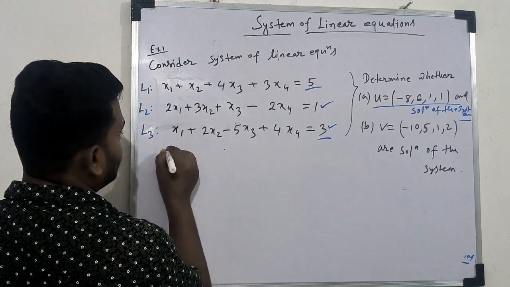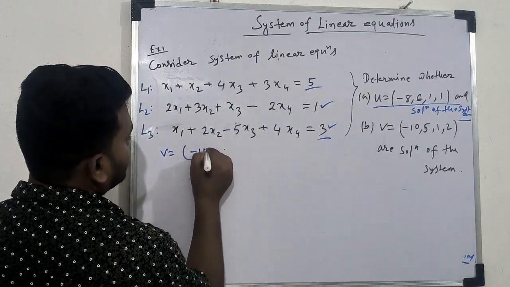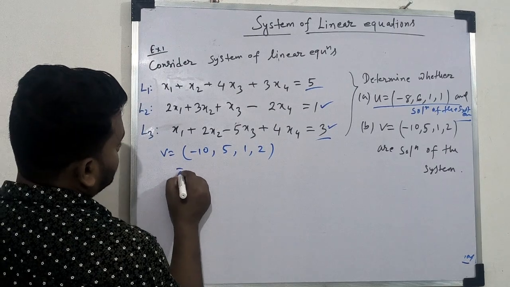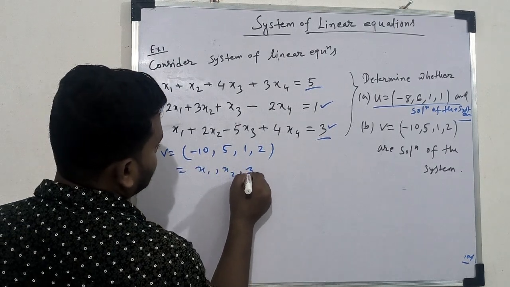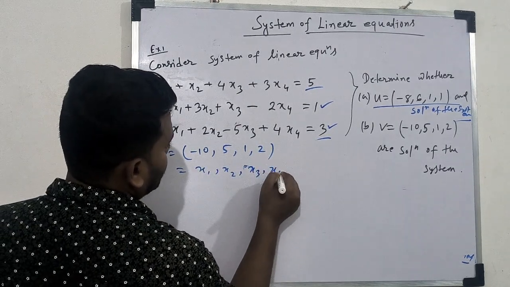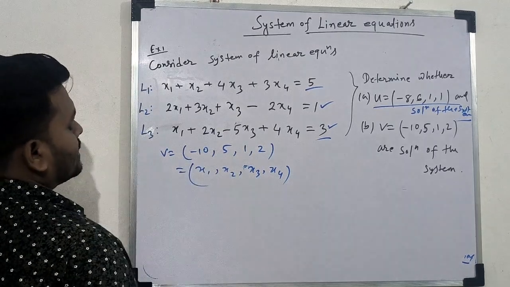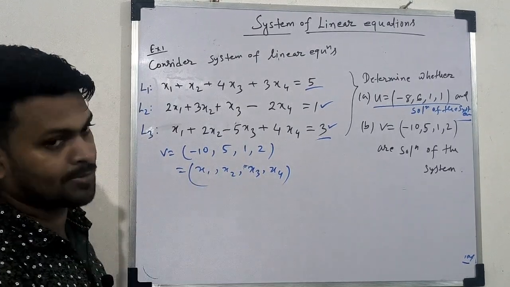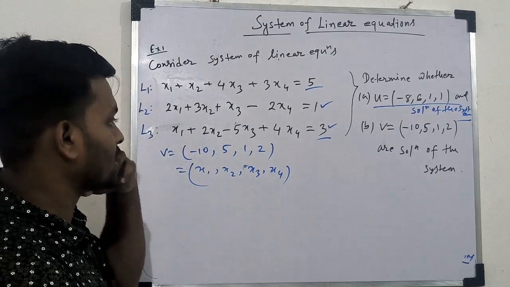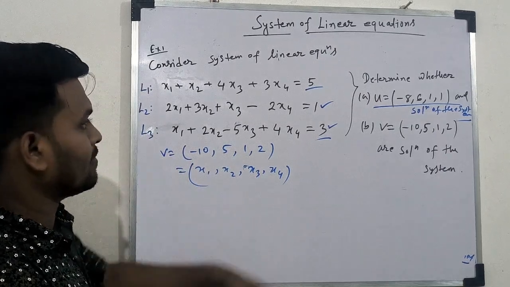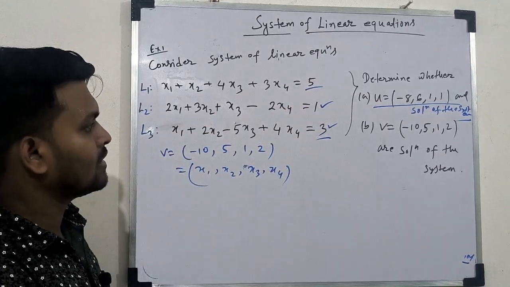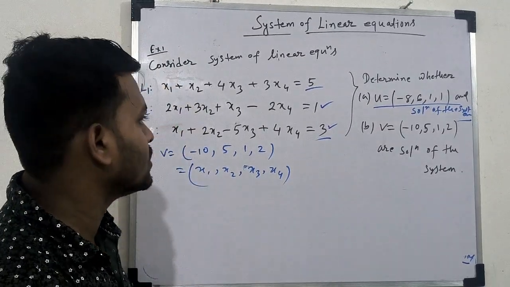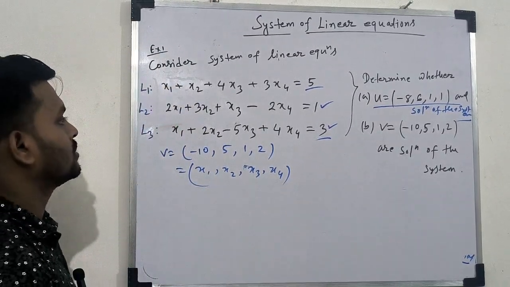Now here b is given as minus 10, 5, 1, 2. So this is x1, x2, x3, x4. We replace minus 10, 5, 1, 2 in the place of x1, x2, x3, x4 respectively in each of these equations, and if this is satisfied, then we say this is a solution. If it does not satisfy, then we say this is not a solution.